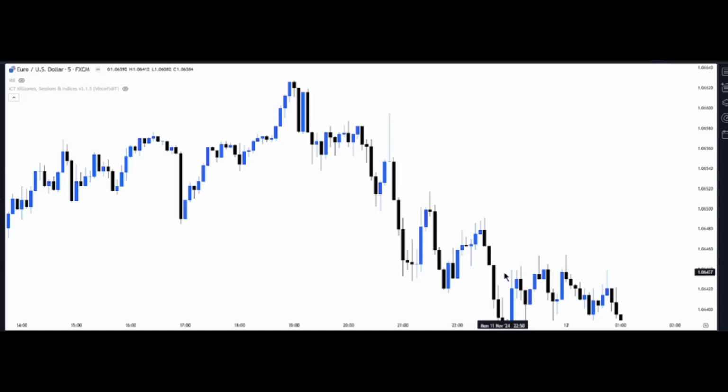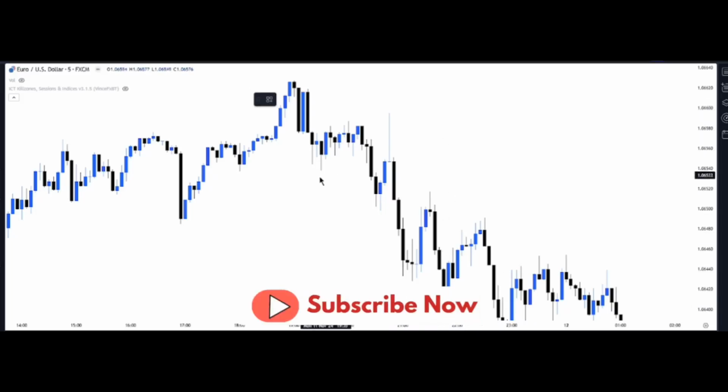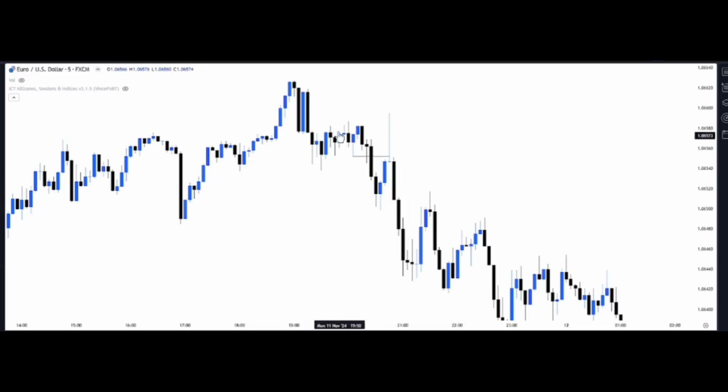So what do we do now? You need to mark out your break of structure. And where is the break of structure here? Well, here is the last break of structure. Why? Because look at it, price printed this high and came back down and then pulled back up before dropping to break this structure here.